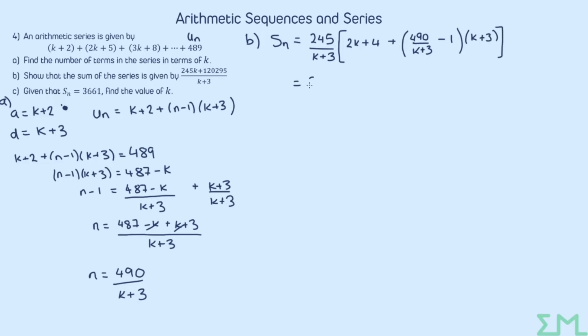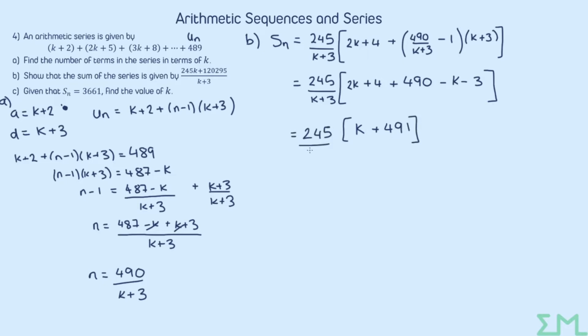So let's carefully tidy this up. We're still going to have the 245 over k plus 3 there. Inside, we're going to have 2k plus 4. Now if we expand these brackets rather nicely, the k plus 3's will cancel out, so we're going to get a 490. And then we're just going to get a minus 1 lots of k plus 3s, so that's minus k minus 3. And that tidies up to 2k minus k, which is k, and 490 plus 4 minus 3, which is 491. 245 over k plus 3.